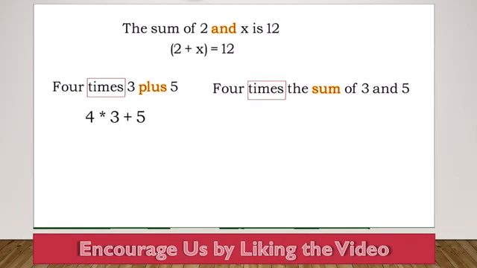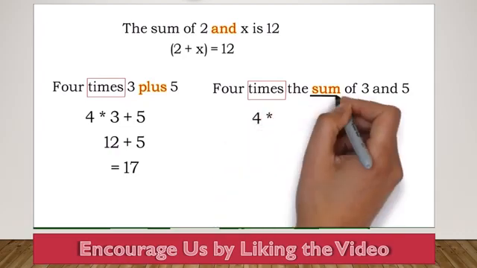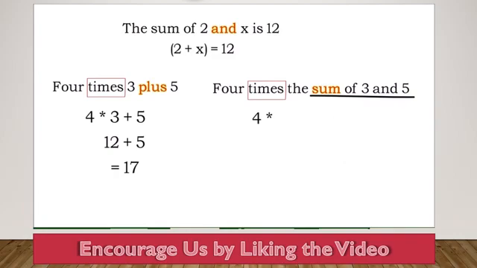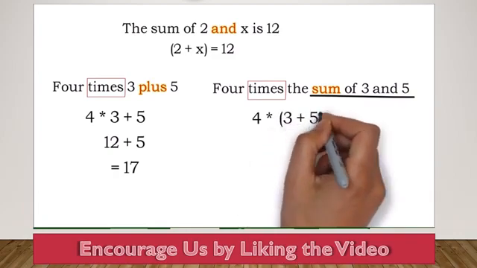We multiply the 4 and the 3 to get 12. Then we add the 5 to get 17. Let's look at the second one. Again, we have 4 times, but here we have the sum of 3 and 5. We said we put this in parentheses, so we have this.